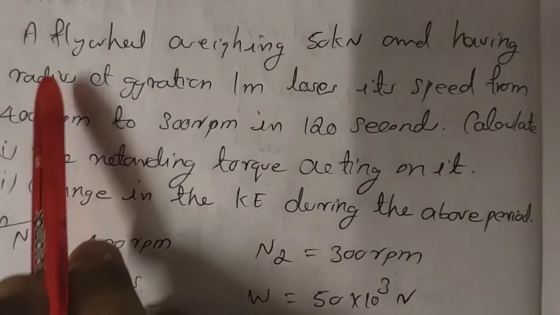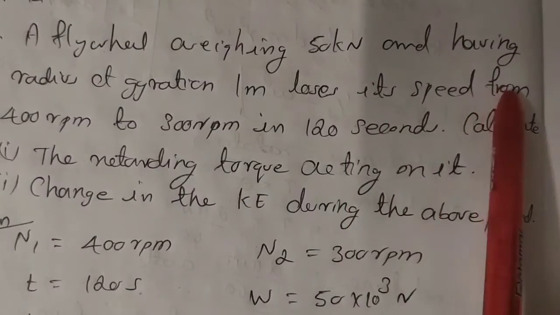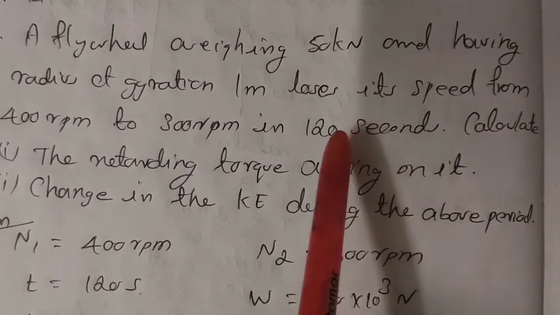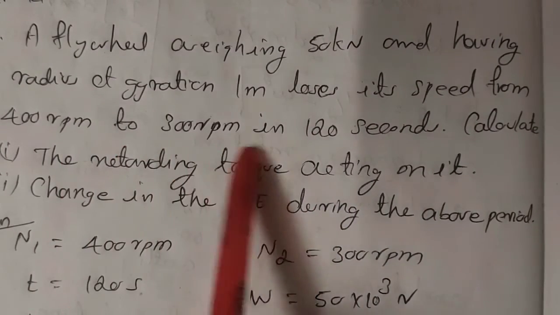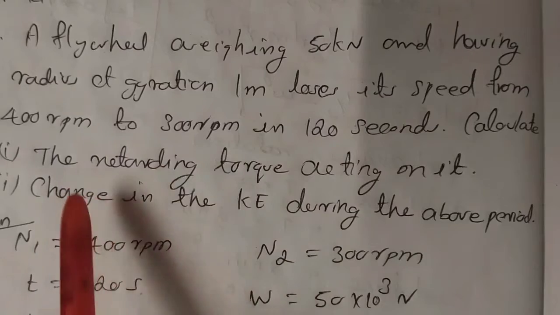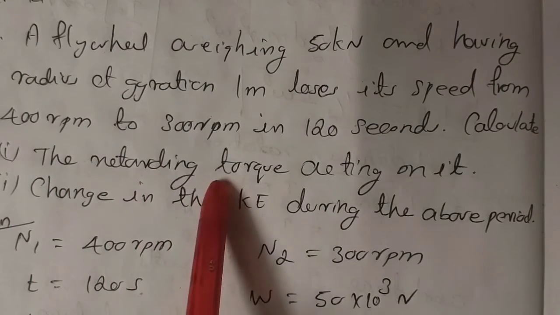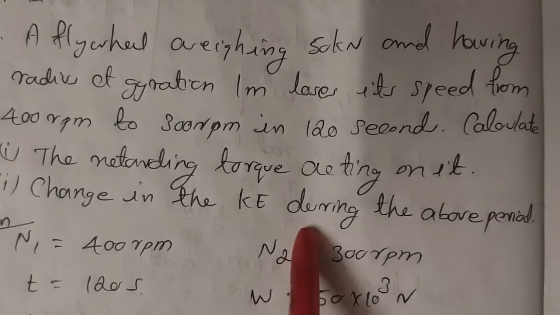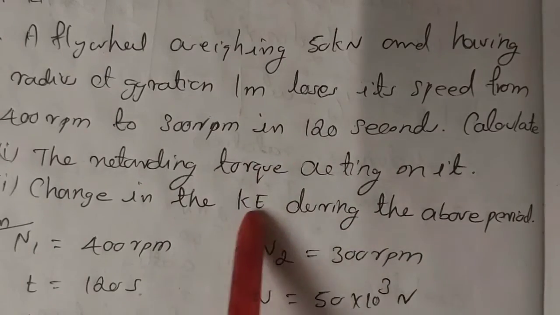The next question is: a flywheel weighing 50 kilonewton and having a radius of gyration of 1 meter loses its speed from 400 rpm to 300 rpm in 120 seconds. Calculate the first one, the retarding torque acting on it. The second one is the change in kinetic energy during the above period. So first you should read the question once more.